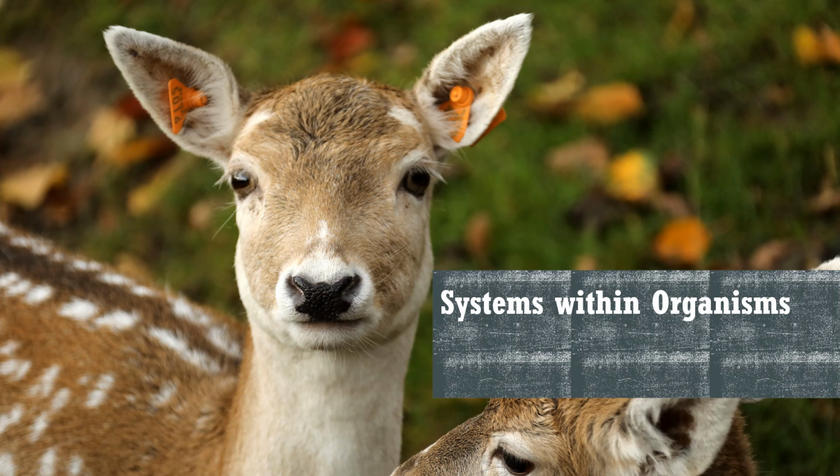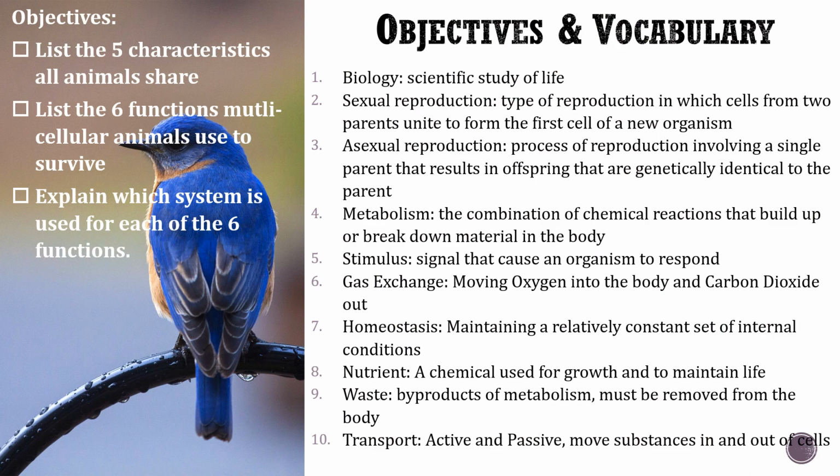This week, we're going to talk about systems within an organism. So we're kind of changing topics, and this is going to be our transition. For objectives and vocab, our objectives are to list the 5 characteristics that all animals share, list 6 functions multicellular animals do to survive, and explain which of the systems is used for each of the 6 functions.